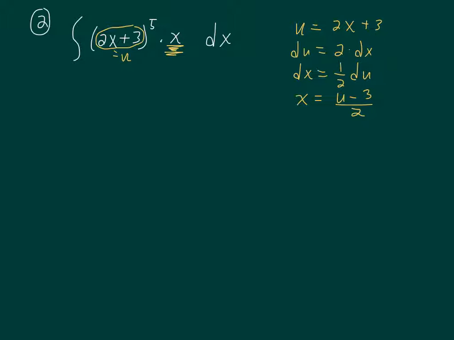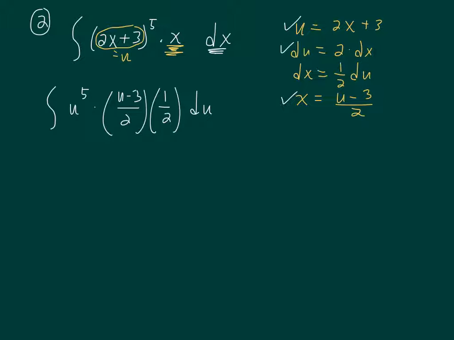So once we have found the u, the du, and then x, we are now able to substitute in and rewrite this all in terms of u. So we would have u to the 5th times our x, we said, is u minus 3 all over 2. And then the dx, we said, this time it's not just going to be replaced with a du. This time it's replaced with a 1/2 times du. So you can write it like that if you'd like.